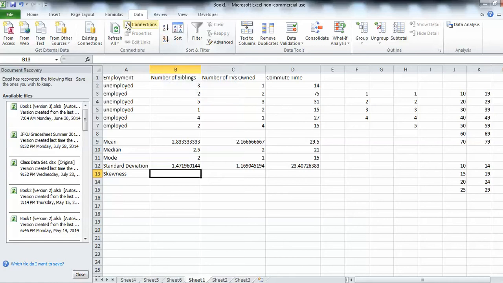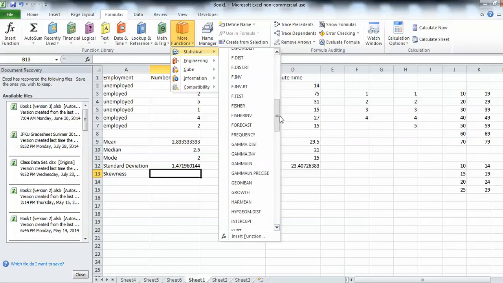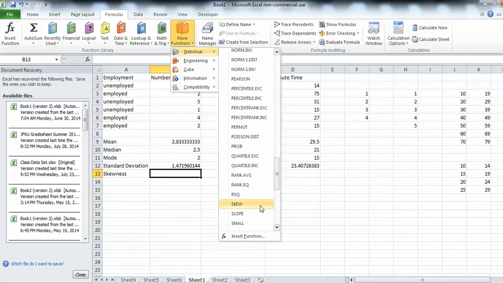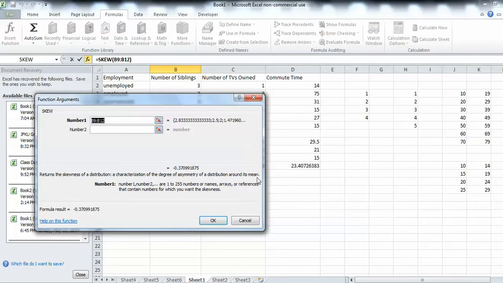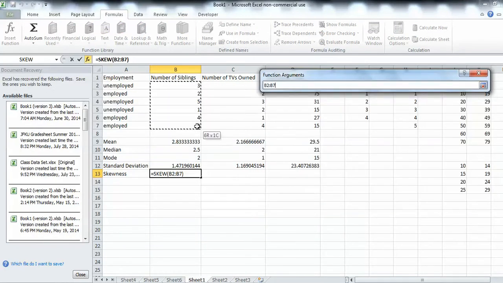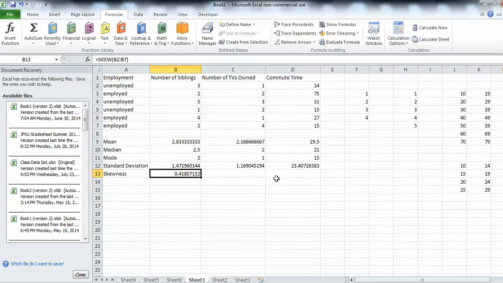I'll go up to formulas again and go to statistical. SKEW is for skewness. I'll highlight number of siblings. Once again, I don't highlight these numbers down here. I click OK, and then I drag it across.